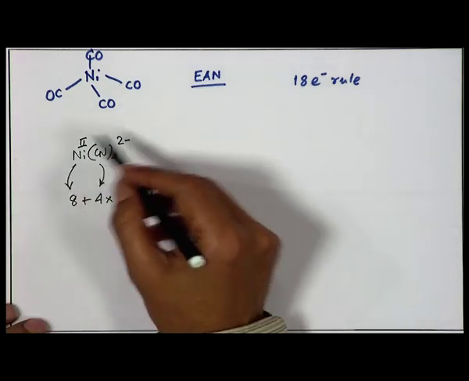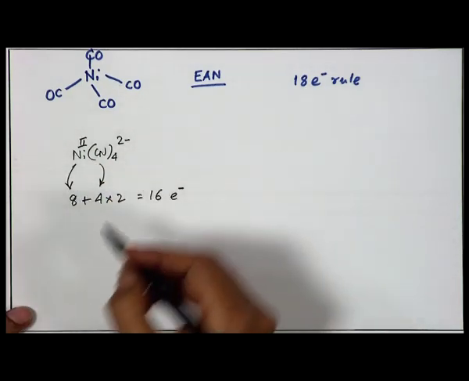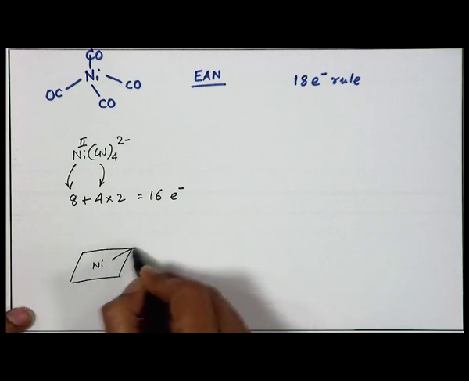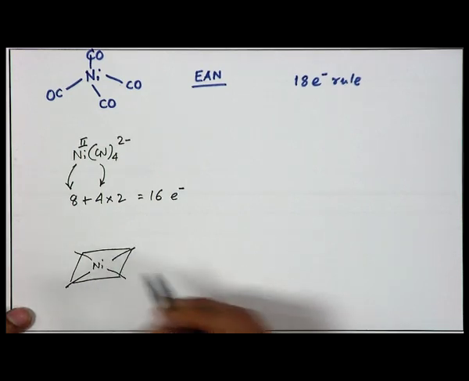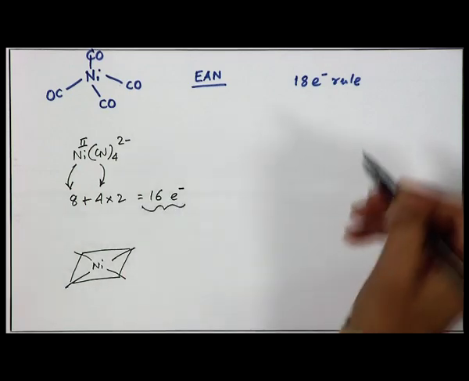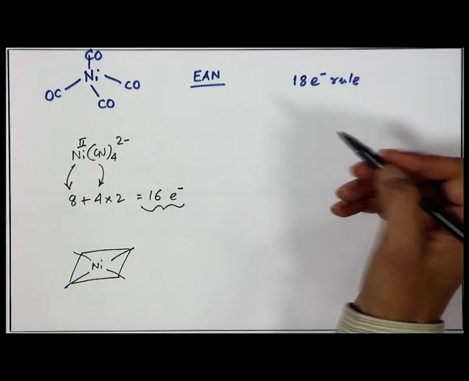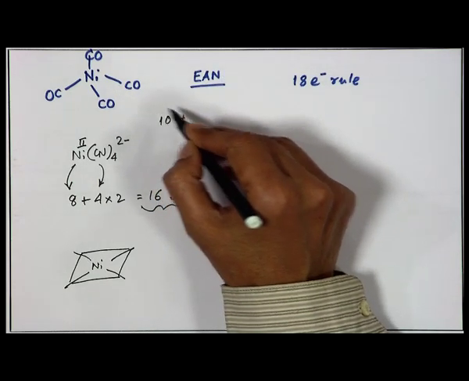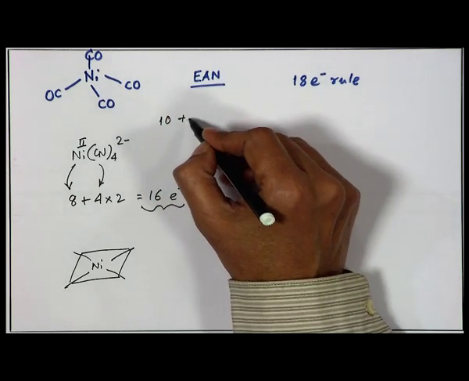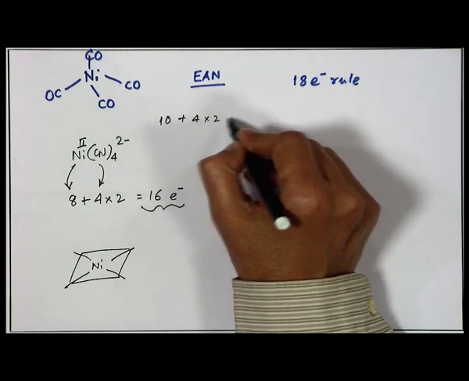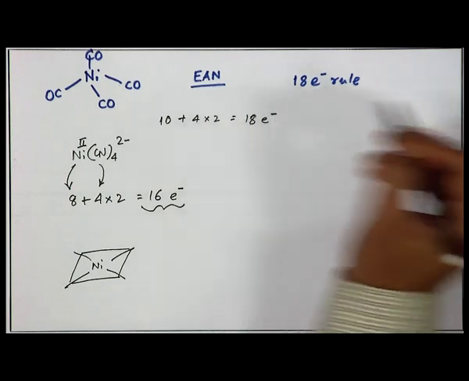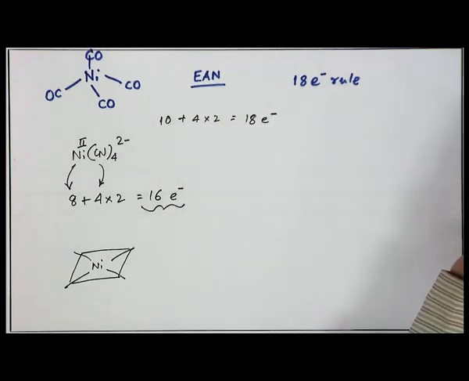But it has some stabilization in a particular geometry, which is the square planar geometry. In this particular environment it has the stabilization. But for the zero oxidation state, this nickel will have 10 electrons plus the carbon monoxide is also providing 2 electrons each. So, 4 into 2, so it is an 18 electron system. So, tetracarbonyl nickel is an 18 electron system.